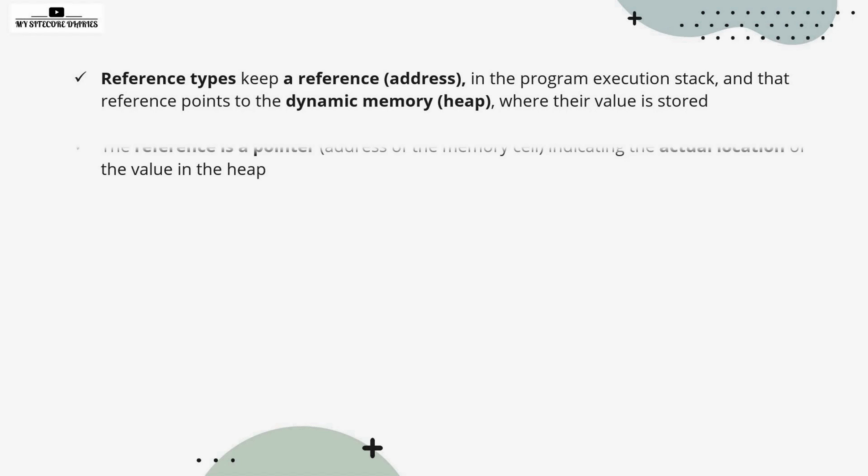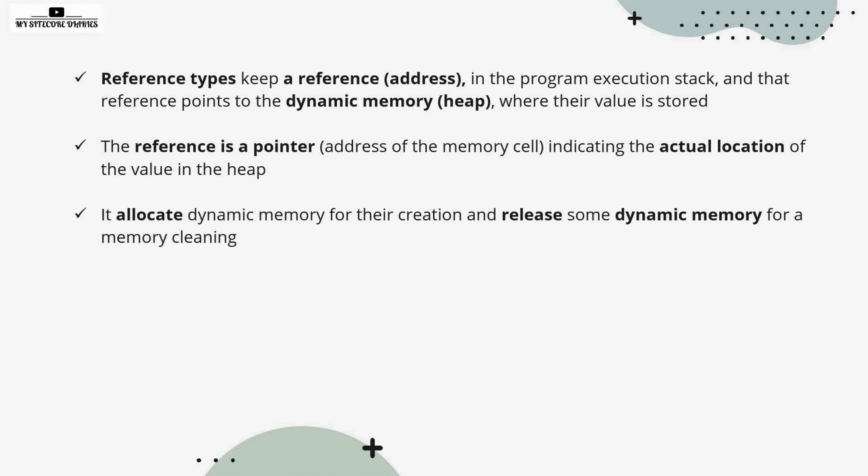The reference is a pointer address of the memory cell indicating the actual location of the value in the heap. So the reference or address is actually a pointer which tells you where the exact value is stored in the heap. It allocates dynamic memory for their creation and releases dynamic memory for memory cleaning.